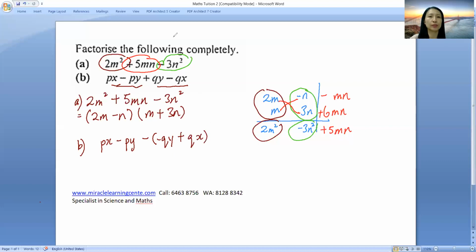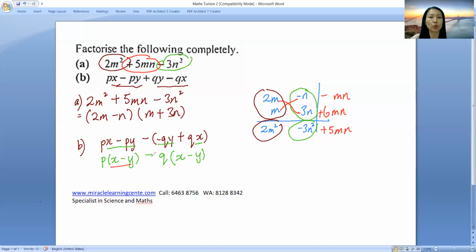Okay, now you take a look. It's actually x minus y. This one is also x minus y. So now they are exactly the same. So I'll take out x minus y, which is the common factor. This one, q is common, so I take out q here. So x is positive, so I write it in front. y is negative, so I write it behind.